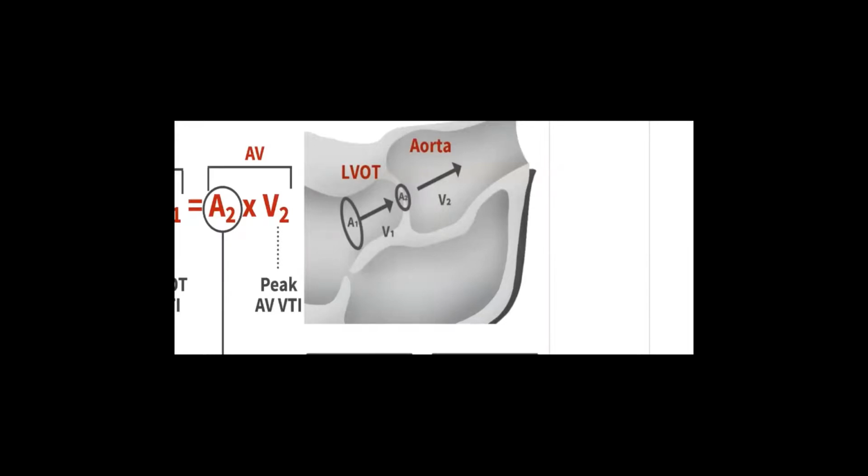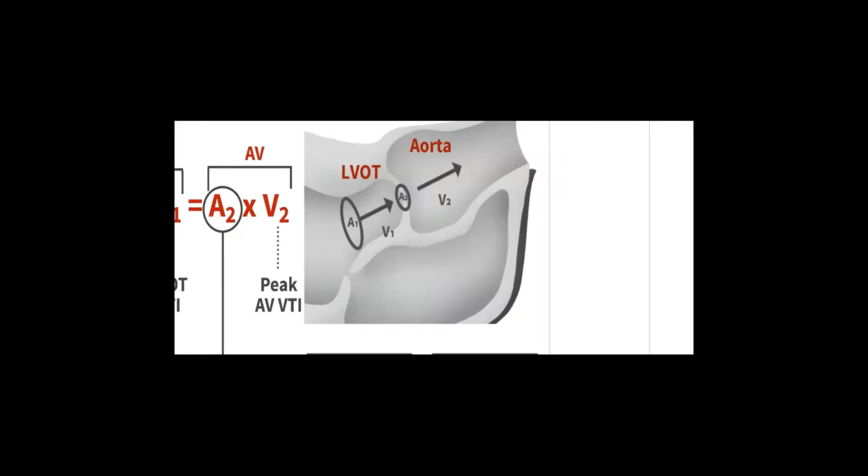Aortic area times the TVI of the aortic flow. Agree? Yes. And if I don't know the aortic valve area, now I can know, because I have the stroke volume at the LVOT and I have the TVI of the aorta. So it is just as simple as this one.